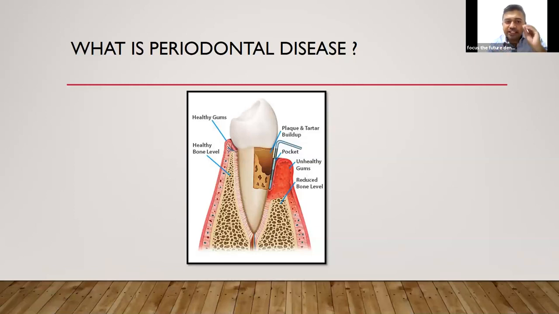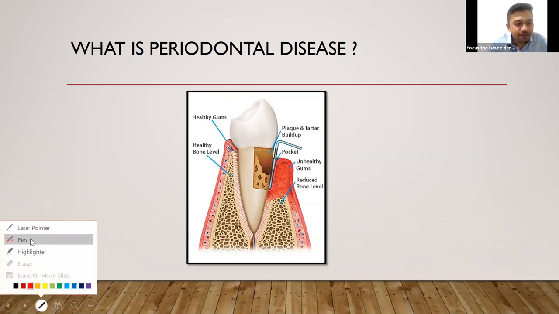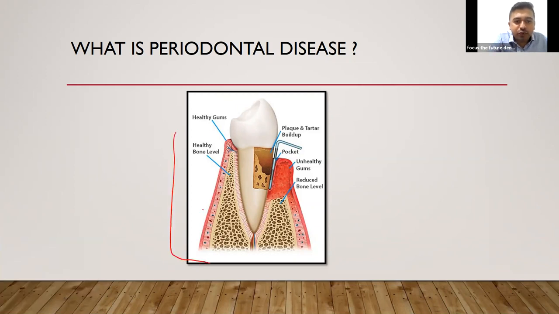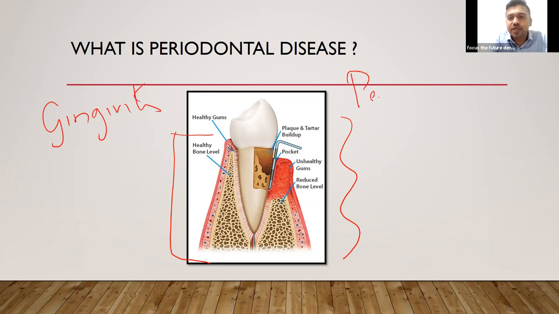Now, what do you mean by gingivitis and periodontitis? Gingivitis is nothing but just the inflammation of your gingiva. Here on this side, you can see a healthy gingiva, and on this side, you can see an unhealthy gingiva. Now what is the difference between gingivitis and periodontitis? Both have itis. Itis meaning inflammation. Gingivitis, periodontitis. So what is the difference between both?